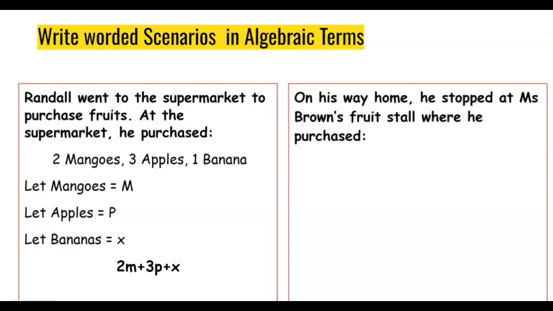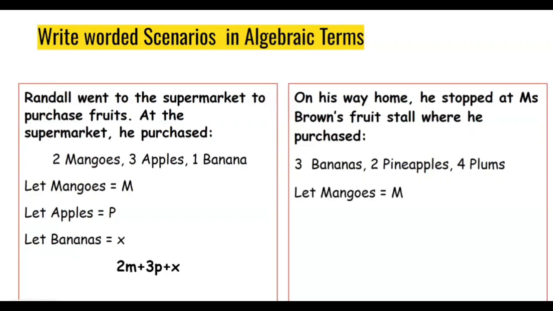On his way home, he stopped at Miss Brown's fruit stall where he purchased 3 bananas, 2 pineapples, and 4 plums. All right, again, we are going to be required to define our terms or our variables. So I'm going to, again, let M equal mangoes, because we cannot have two different symbols for the same value. So if we're talking about mangoes, the symbol that we use to represent mangoes has to be constant throughout. We're going to let pineapples equal A and plums equal X. Sorry. There seemed to be some typo here.